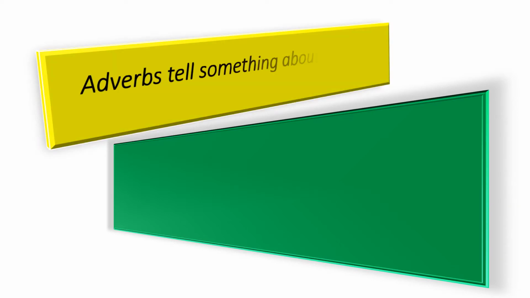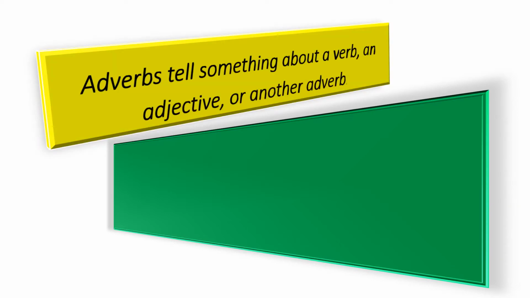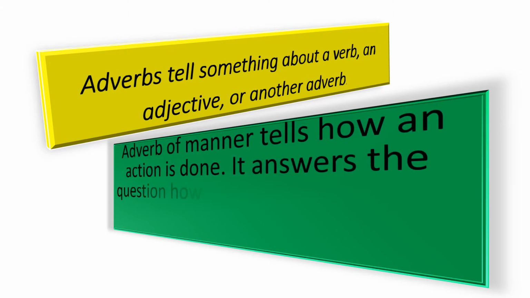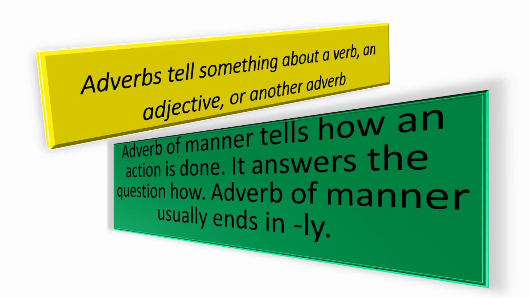Okay, let us first know the meaning of adverbs. Tell something about a verb, an adjective, or another adverb. Now, adverb of manner tells how an action is done. It answers the question how. Adverb of manner, for you to recognize, it usually ends in ly. Okay?